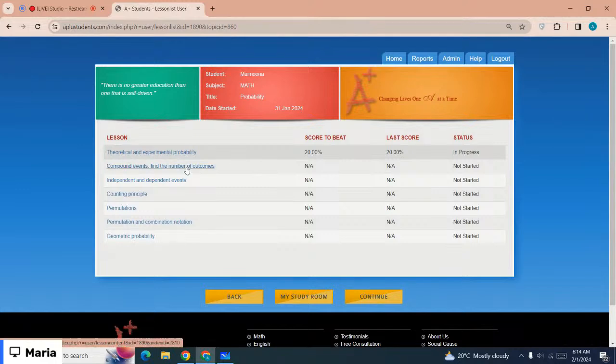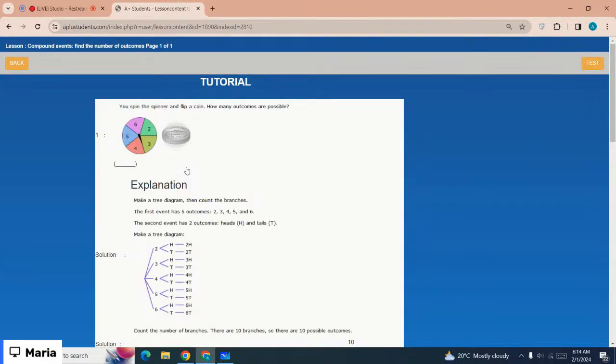So whenever we have to calculate the probability of a compound event, meaning more than one event, right? The compound probability of outcomes of two events. Just look at the first example. You spin the spinner and flip a coin. How many outcomes are possible? So you are given a spinner and a coin. The spinner has one, two, three, four, five portions, and the coin has two outcomes. You need to calculate the total outcomes.